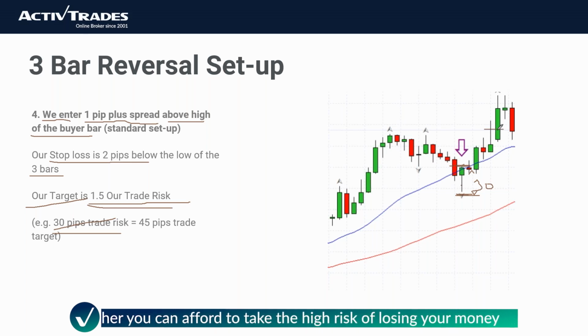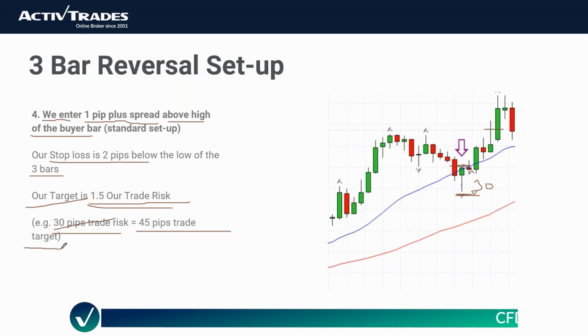So what we'll be looking for in that case is, if it's 30 pips of trade risk, we'll be looking for 45 pips for a trade target. And that's for people who use targets. And that's what I particularly do. As I always say, I'm an ex-Air Force guy. I like to hit targets. That's what works best for me.